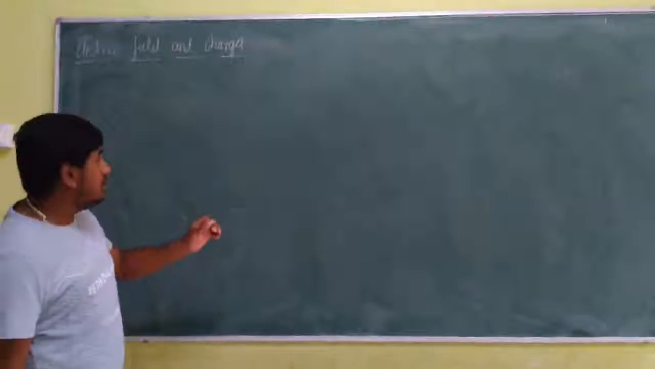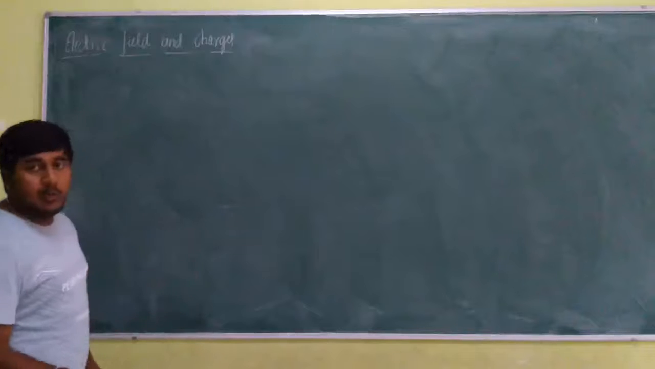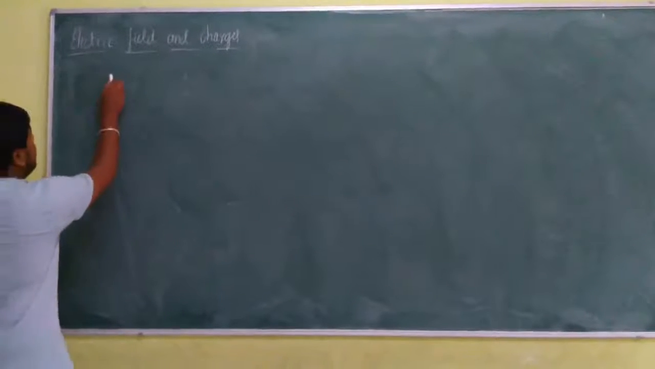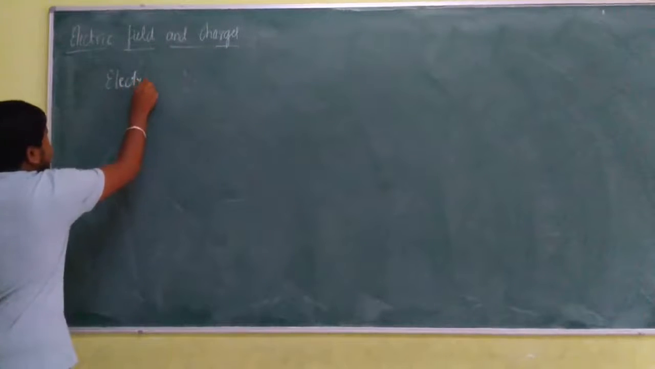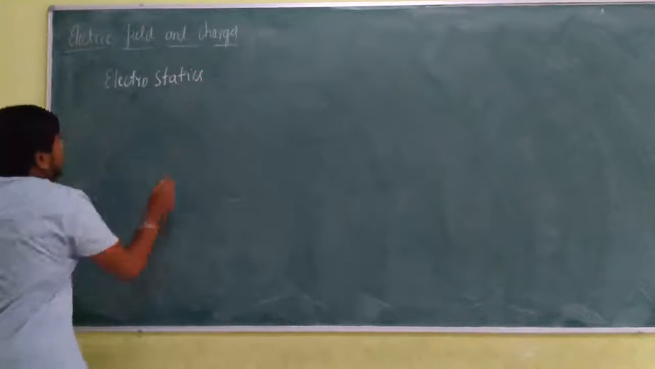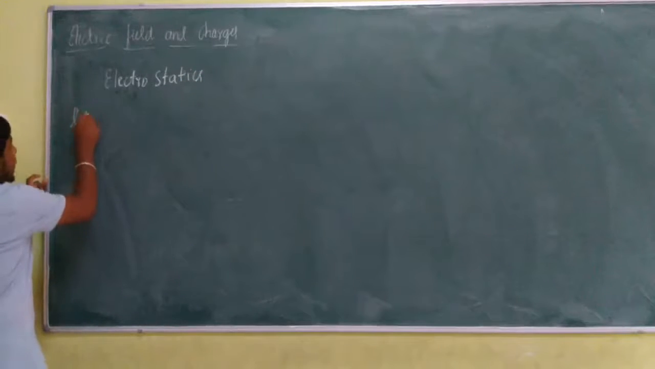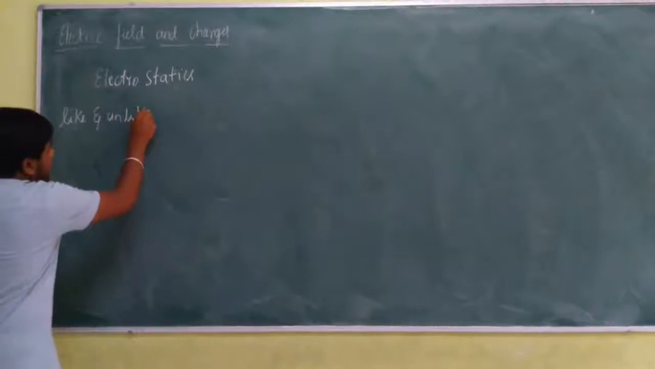Electric field and charges. To solve problems, which formulas are needed? Let us write them once. First we learn what electrostatics is. Electrostatics means charges at rest. Then we learned about like charges and unlike charges. Like charges repel each other and unlike charges attract each other.